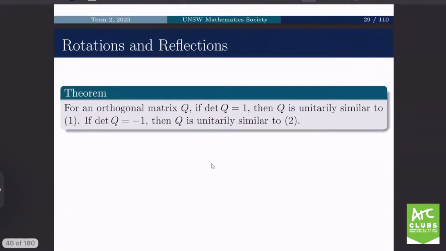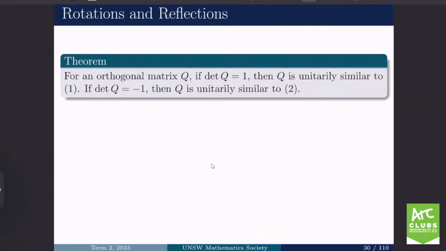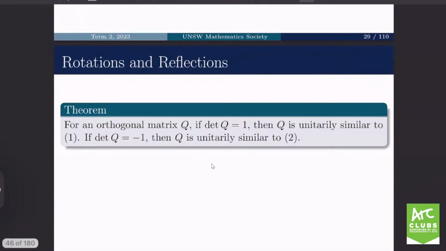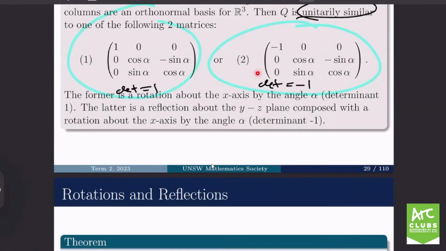All right, so we have another theorem here. For an orthogonal matrix Q, if the determinant of Q equals 1, then Q is unitarily similar to this matrix. You can see that one of our similarity invariants, remember, was the determinant. So if the determinant is 1, it needs to be similar to this. Now, if the determinant is -1, then it needs to be similar to this.